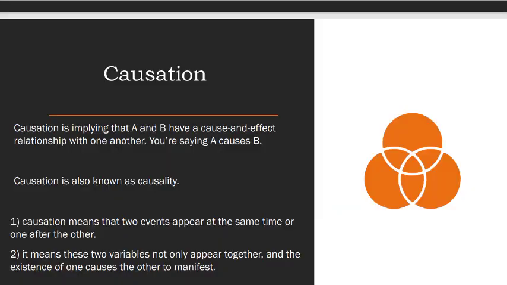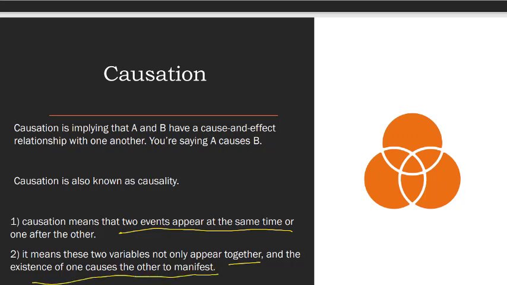When we look at causation, on the other hand, what it is implying is that A, in fact, causes B. That is cause and effect: A causes B to occur. This is known as causation, or that it shows or proves causality. So number one, causation means that these two events appear at the same time, or one right after another. And it also means that these two variables not only appear together, but that they show the existence that one causes the other. So these two things need to happen in order for something to be considered causation. So for example, let's say that A equals working out or exercise.